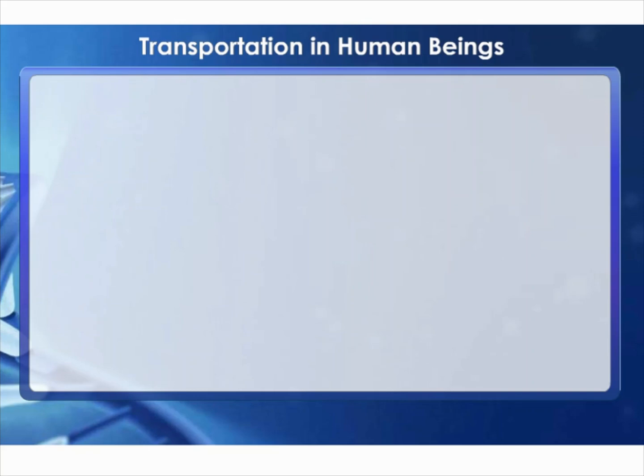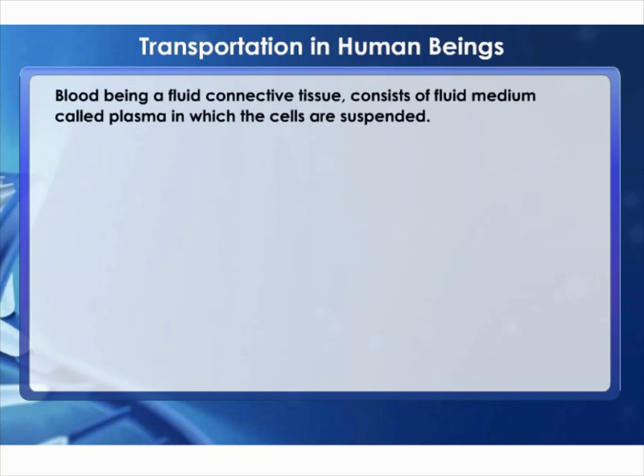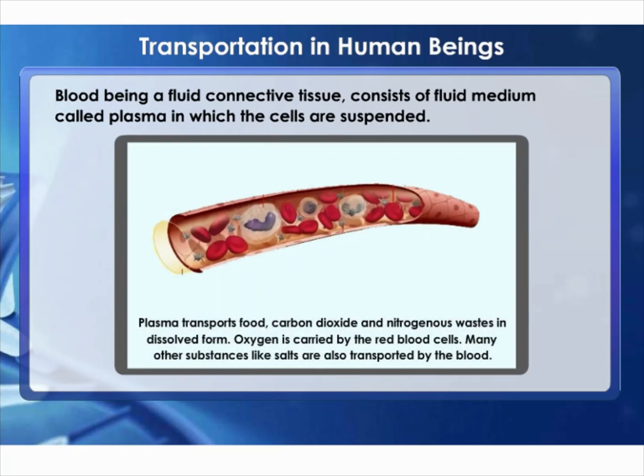Transportation in human beings. We have learned that blood transports food, oxygen, and waste materials in our bodies. We also learned about blood being fluid connective tissue, which consists of a fluid medium called plasma, in which the cells are suspended. Plasma transports food, carbon dioxide, and nitrogenous waste in dissolved form. Oxygen is carried by the red blood cells. Many other substances like salts are also transported by the blood. We thus need a pumping organ to push blood around the body, a network of tubes to reach all the tissues, and a system in place to ensure that this network can be repaired if damaged.